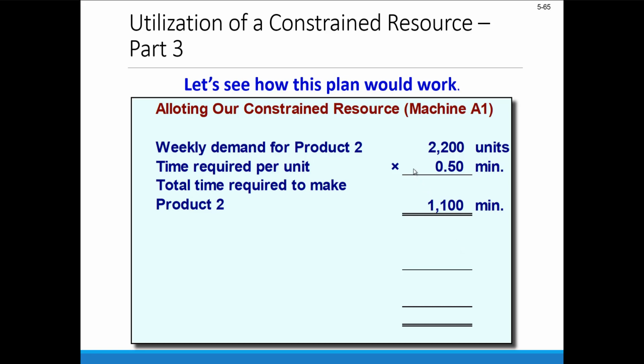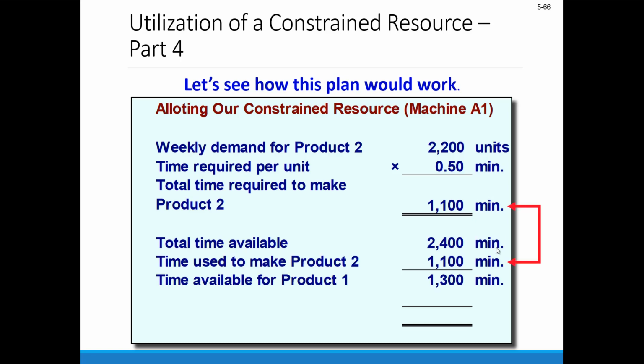So the weekly demand for product 2 was 2,200 units. We're going to fill all of that. So time required per unit was half a minute. So total time spent making product 2 then would be 2,200 times 0.5 or 1,100 minutes. We would then have 1,300 minutes of processing time on A1 left to make product 1. That's the total time available on the machine, 2,400 minutes a week, minus the 1,100 we would burn up making product 2. We'd be left with 1,300 minutes to make product 1.